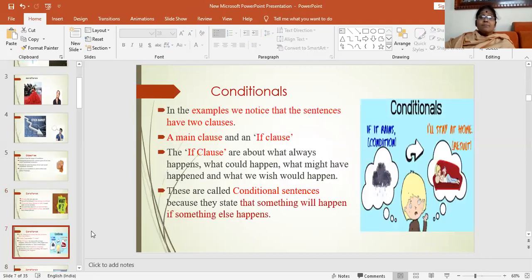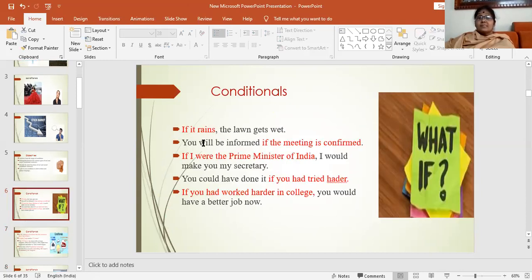So with these examples, we notice that sentences have two clauses, right? Look at this. If it rains is one clause, the lawn gets wet is another clause, right? Or if I were the Prime Minister of India is one clause, I would make you my secretary is another clause, right? Similarly, look at this. If you had worked harder in the college is one clause, you would have a better job now is another clause, right?